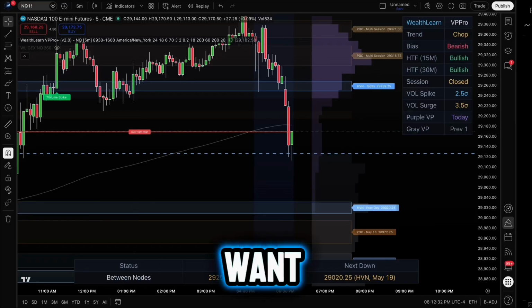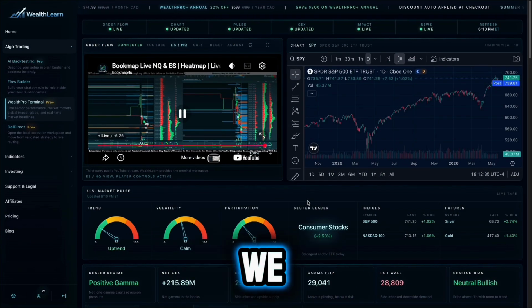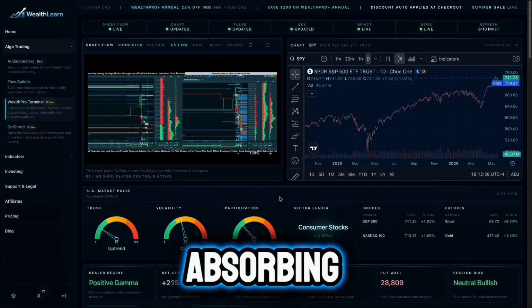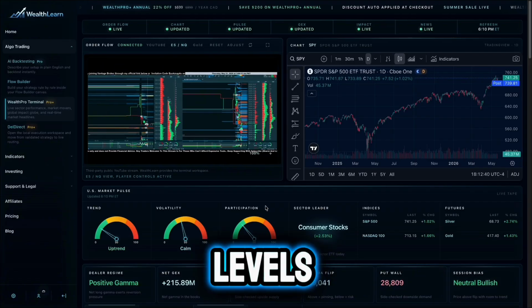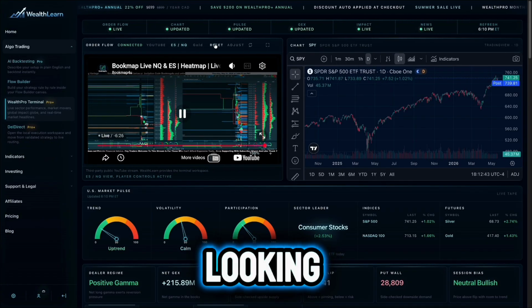At a level like this, I want to know what's actually happening in the auction. Are we pushing through the level? Are buyers absorbing certain levels? Are sellers stepping in at certain levels? I don't know what happens without looking at the order flow feed.